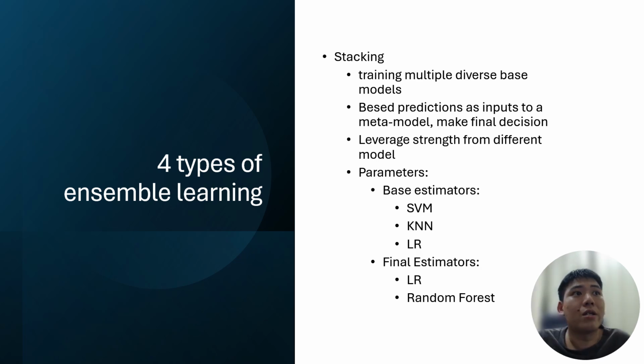The last ensemble learning we are choosing is stacking. It involves training multiple diverse base models, using their predictions as input to a meta model, which then makes the final decision. It aims to leverage the strengths of the different models to improve the performance, and we have included the best estimators with our base algorithms, and also the final estimator. We are choosing logistic regression and also random forest.